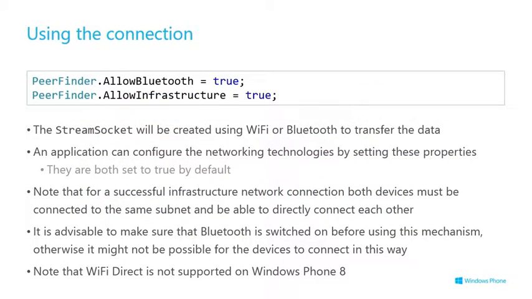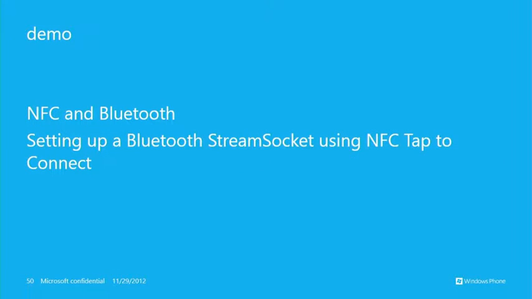So this is how you select what the actual network connection is going to be. By default, both are true, so you can allow Bluetooth and allow infrastructure. On Windows 8, you can also allow Wi-Fi Direct, I think. Both are set to true by default, but if you want to only allow one, you can set the other to false. Bluetooth is preferable, actually; it's more reliable.